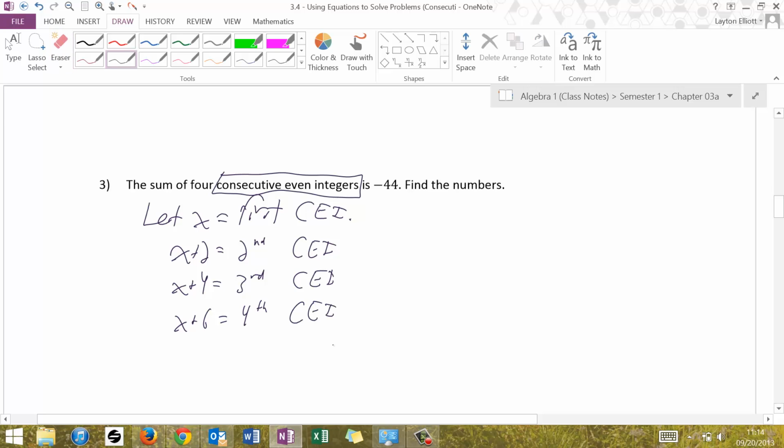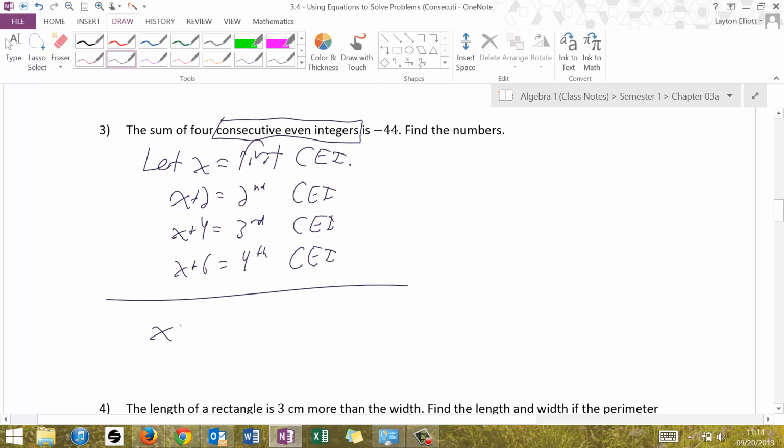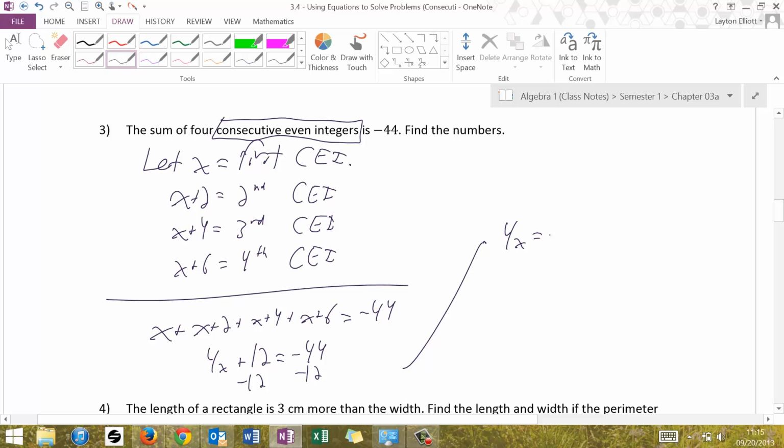Then it says the sum is negative 44, so we have x plus x plus 2 plus x plus 4 plus x plus 6 equals negative 44. Add, you get 4x plus 12 is equal to negative 44. Subtract the 12, and we have 4x is equal to negative 56. Divide by 4, and x is equal to negative 14. So if the first number is negative 14, the numbers are negative 14, then add 2, negative 12, negative 10, negative 8.